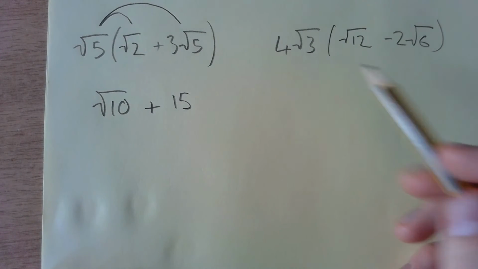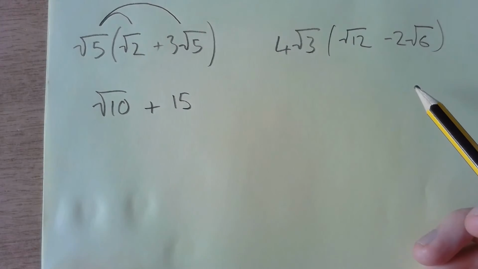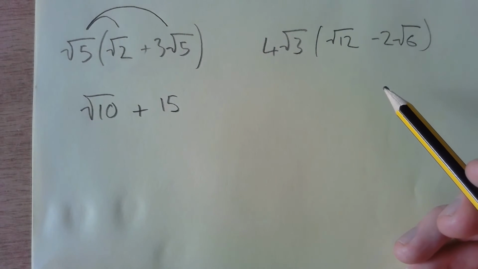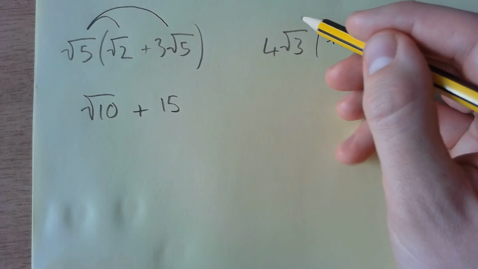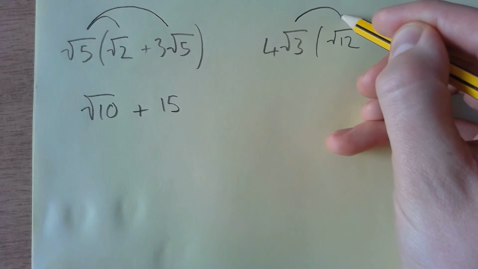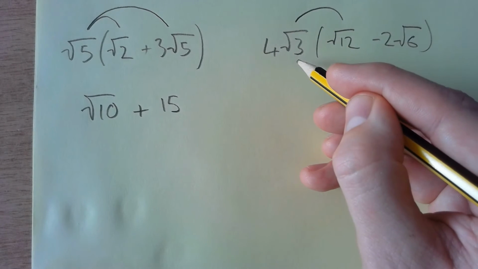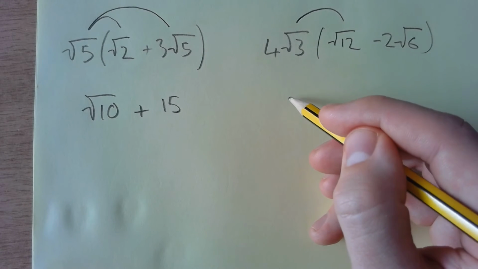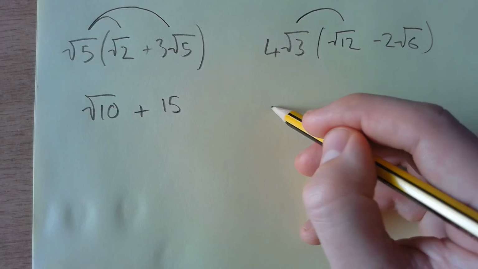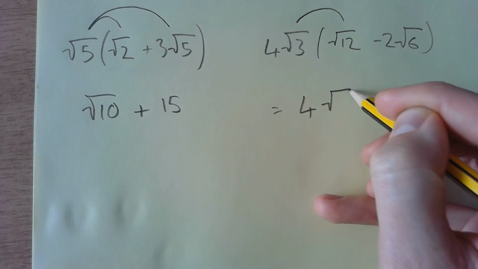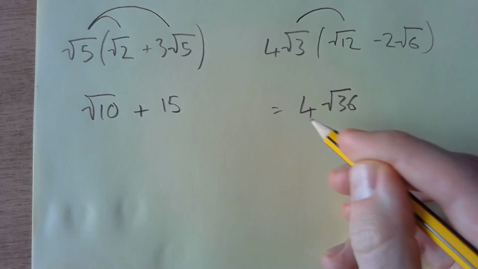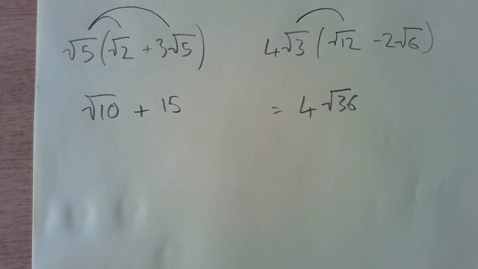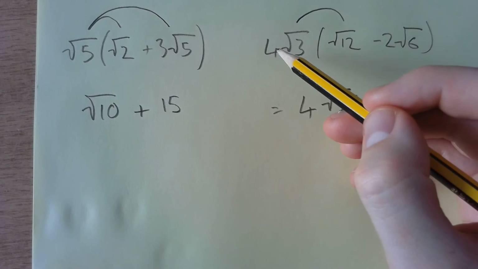This one's just got slightly more on it, but not much different. Maybe pause the video now, see if you can have a go at it. Okay then, so we've got 4 root 3 times root 12. Well, I know that root 3 times root 12 is root 36. So that's just going to be 4 root 36. Now I think I can do something more with that, but I'm just going to do the second term in my bracket first and then come back to it.